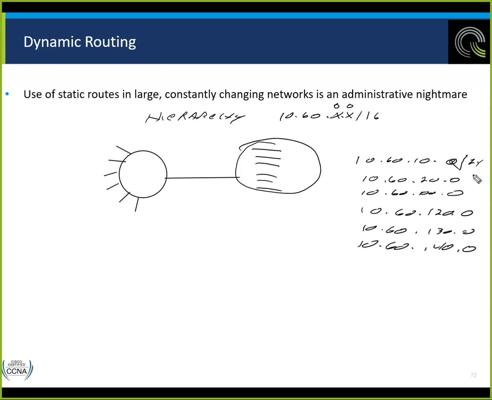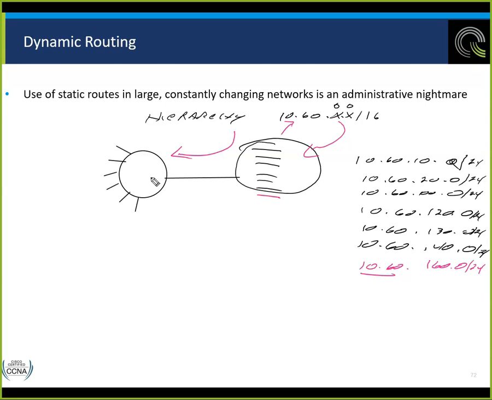These are all 24-bit masks. Hierarchy can save you some trouble. The other thing that happens is, here in Roanoke, I add a network, 10.60.160.0. I don't have to do anything up here because it starts with 10.60. Everything with 10.60 goes here. And then this guy becomes responsible for the distribution.